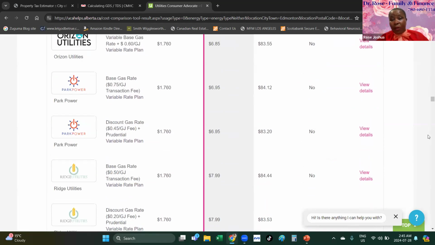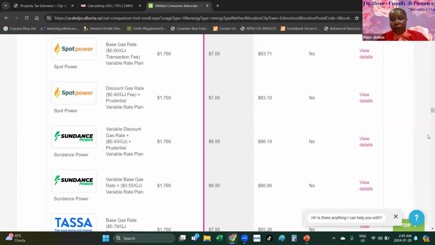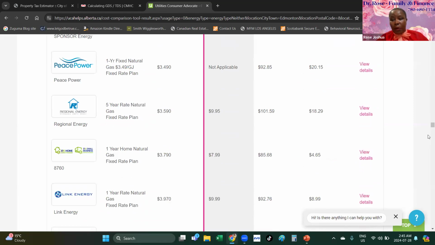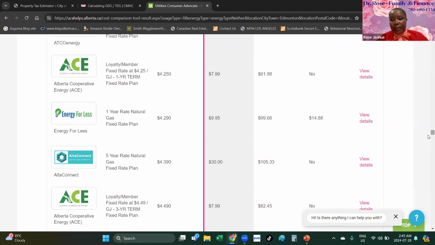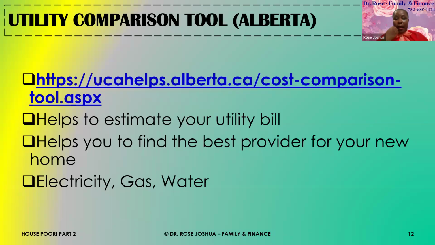Some of them may not be in your city, but you need to find out what's available in your city. So I'm seeing here a lot of 80s, 90s, and 100s. So I'm going to assume for this house that the heating is about $100. Now remember that the heating is spread out. So in the winter months, it's higher, you pay more. In the summer months, you pay less because heating your house in the winter is a lot more intense.